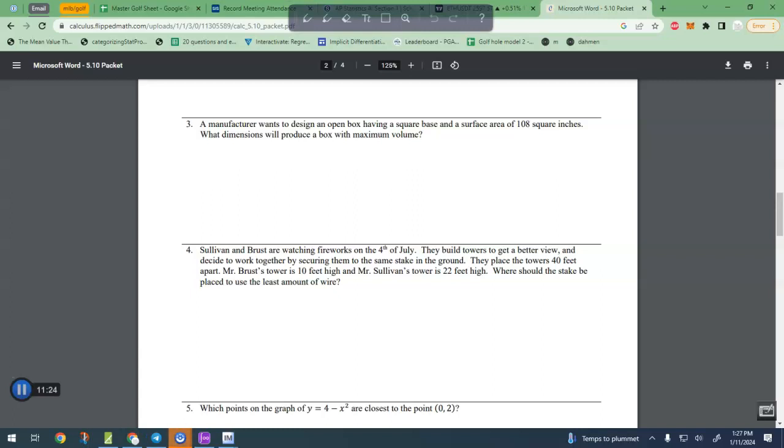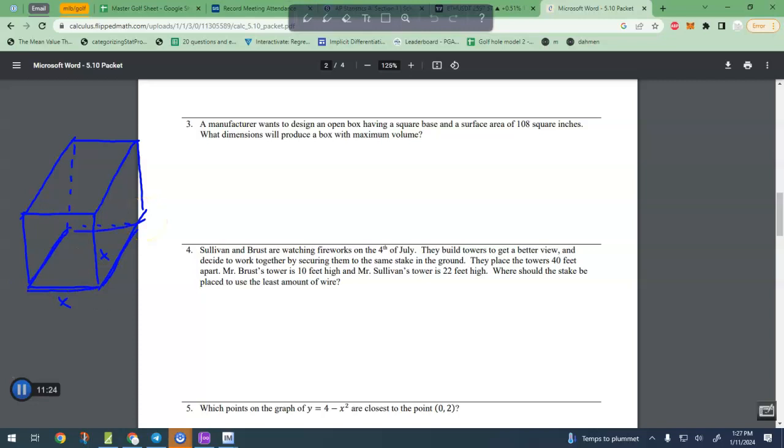Open box having a square base and a surface area of 108 square inches. Not sure I can draw this, but I'll try. So it's a square bottom, but it doesn't say the sides are squares, so those can be rectangles. Something like that.